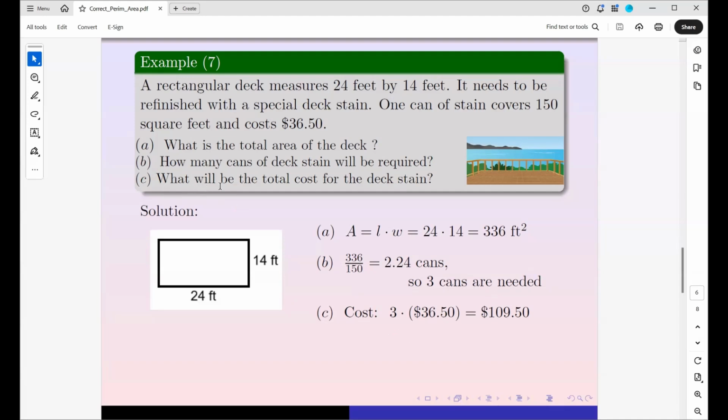Now for the cost, what will be the total cost of the stain? We need 3, so 3 times the cost of 1, $36.50, and that gives us $109.50. So the total cost would be $109.50.